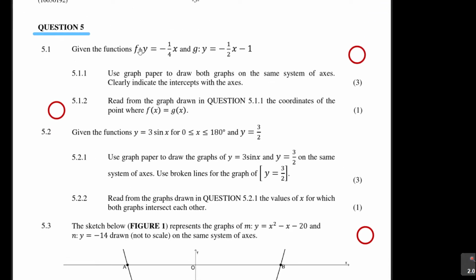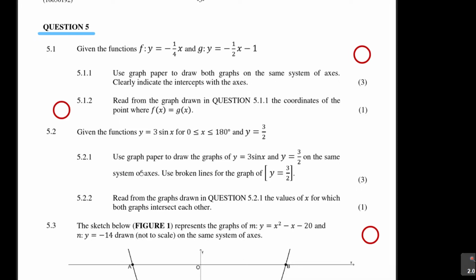It says you are given the functions f(x) is equal to minus 1 over 4x, and g(x) is equal to minus 1 over 2x minus 1. So it says use graph paper and draw both graphs on the same system of axes. It also says clearly indicate the intercepts with the axes. So you need 3 marks from this graph.